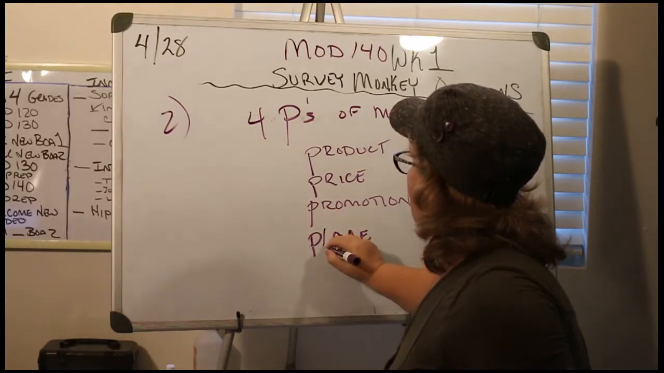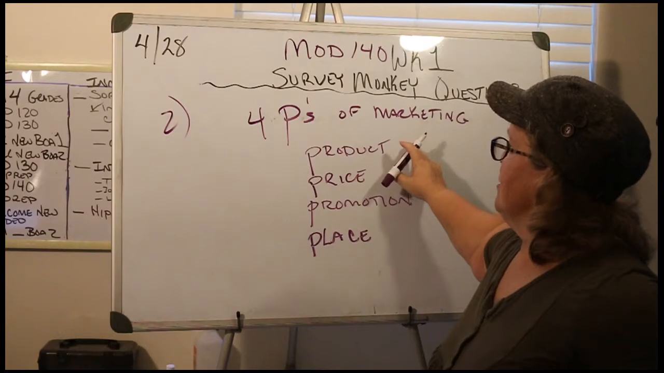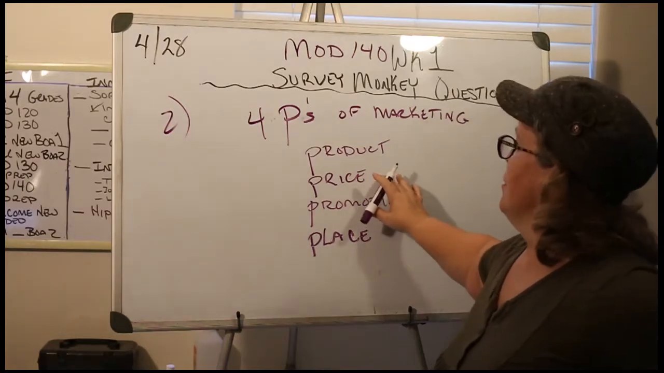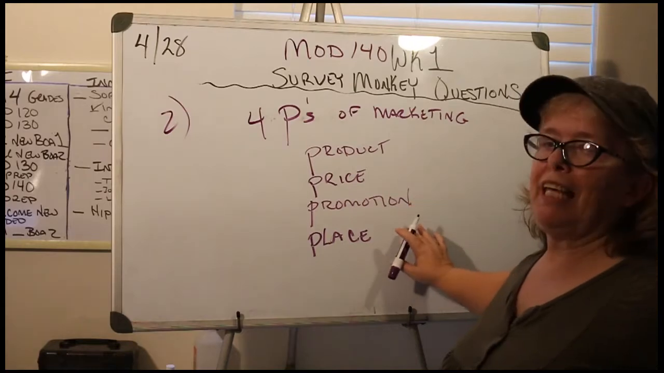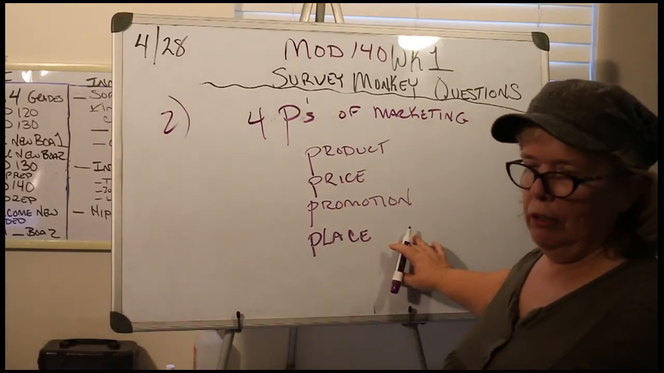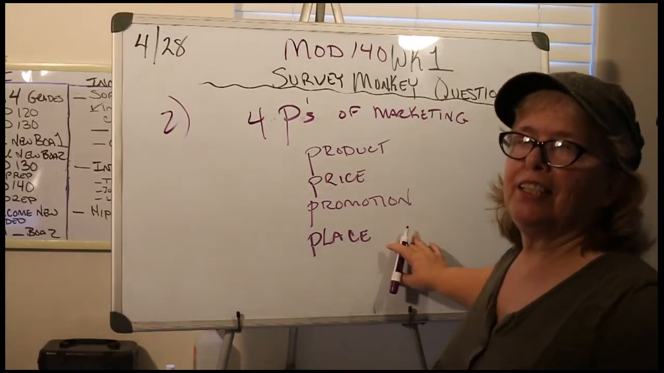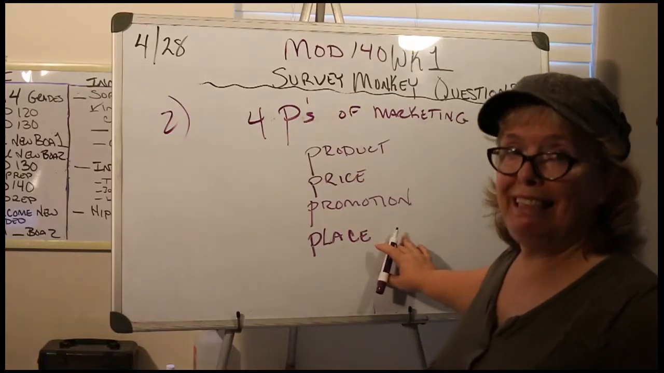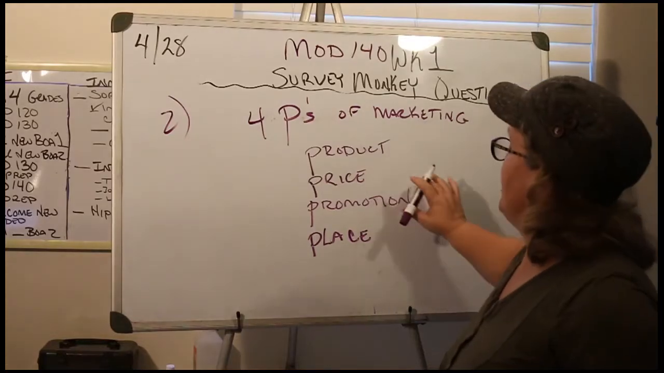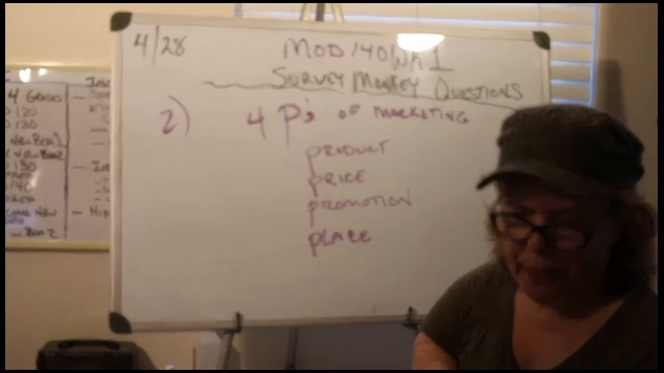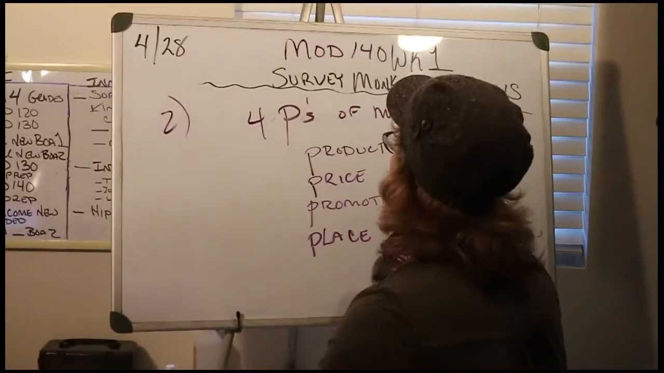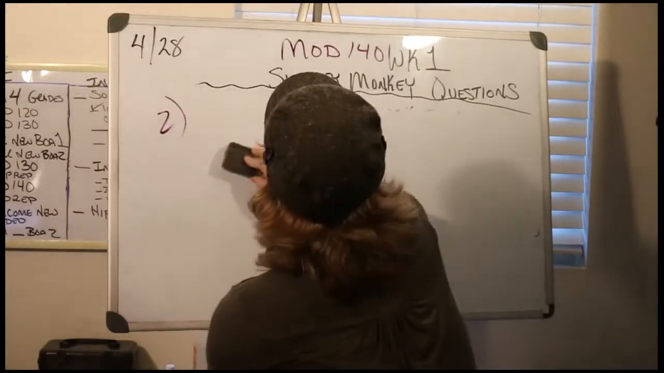Product, provide the products. Provide it at the right price, promote that product, and make sure it's available so that the consumer can get it. Product, price, promotion, and place are the 4 P's of marketing. Again, we'll talk more about these when we talk about our marketing plan.